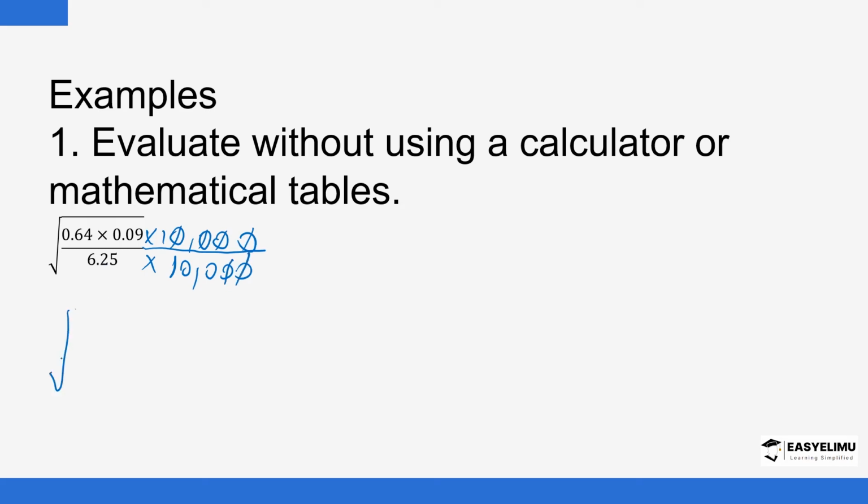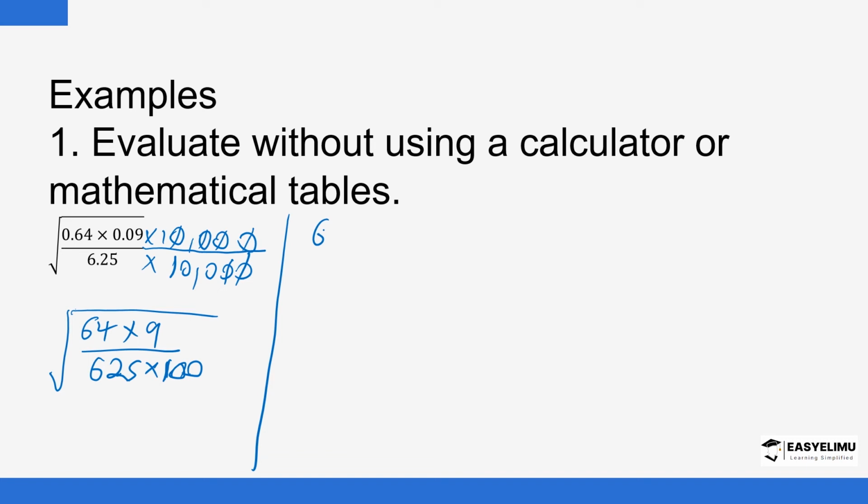That means I now have the square root of 64 by 9 divided by 625, and then you multiply by 100. So what I'll do is express each of these numbers as a product of their prime factors in power form. If you start with 64, for example, 2 goes into 32, 16, 2 goes into 16, 8 times, 2 goes into 8, 4 times, and 2 goes into 4, 2 times. So I'm just going to multiply these numbers.